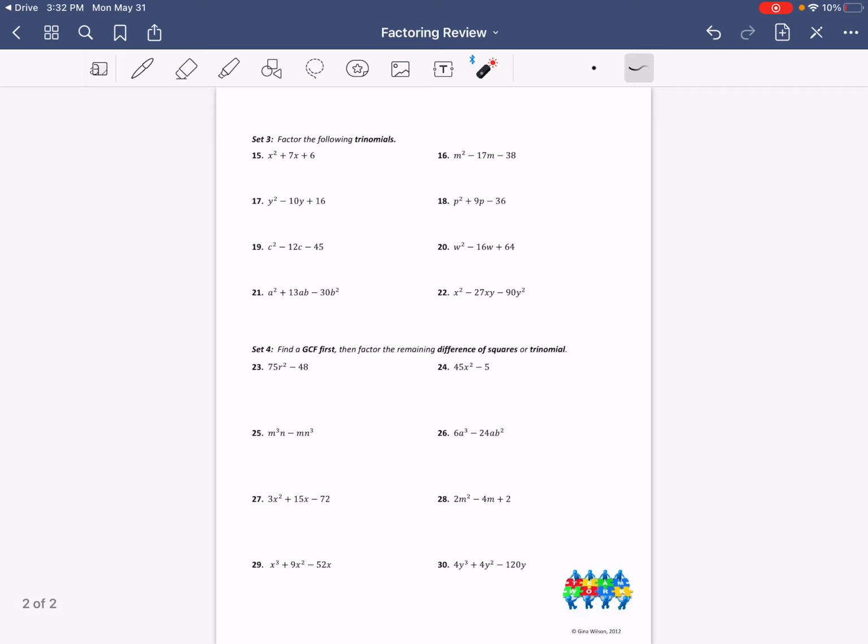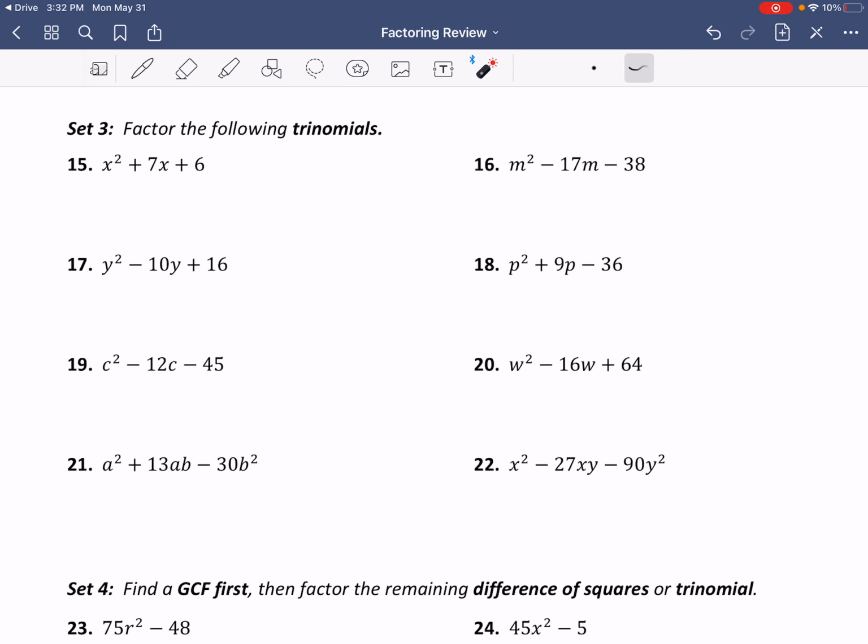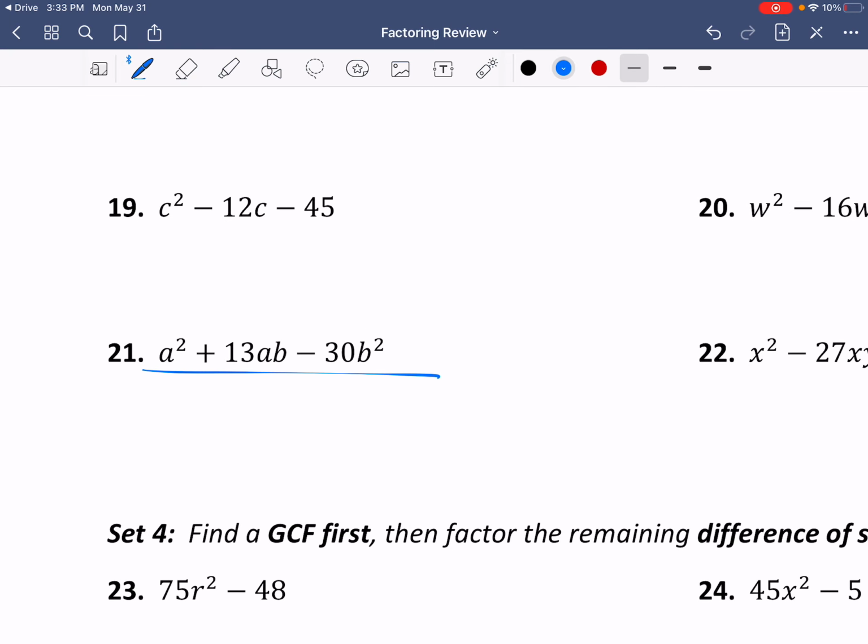So, factor the trinomials. I mean, it's simple, right? You put 6 and 1, and 6 and 1 give you this, x plus 6, x plus 1. So it should not be a problem. The only thing that can confuse you is, do you see this one's the b squared? But you don't have to worry about it. You put negative 30 on the end, positive 13 in the middle. What combination can give you this? 15 and 2, I think.